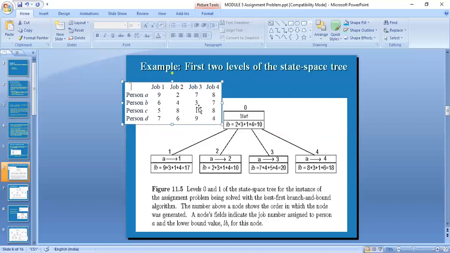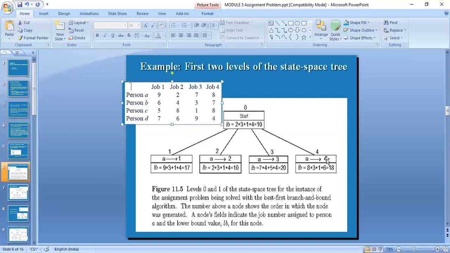Similarly, for person C, the least value is 1. Can you take it? No, because we are saying that person A is assigned with job 3, so we are not supposed to. So we will be taking the next value. Then what is the next value? The next value is 5. So we have taken 5 here. Next, person D, it is 4. 4 is not job 3, so we can take it. So 7 plus 4 plus 5 plus 4 is 20. Clear? So now we move with person A with the job 4.